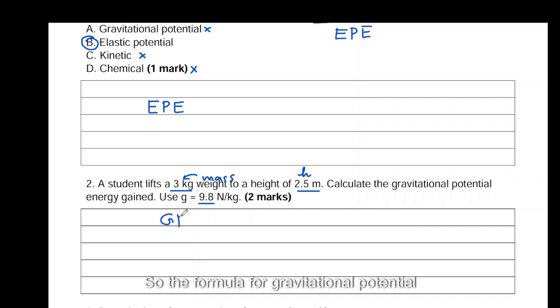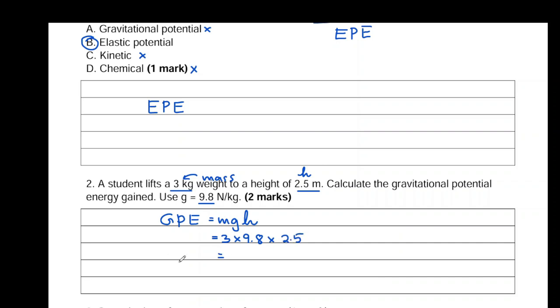So the formula for gravitational potential energy is mgh. The mass is 3, g is 9.8, height 2.5. Then you get the answer as 73.5 joules. Capital J is the unit of energy.